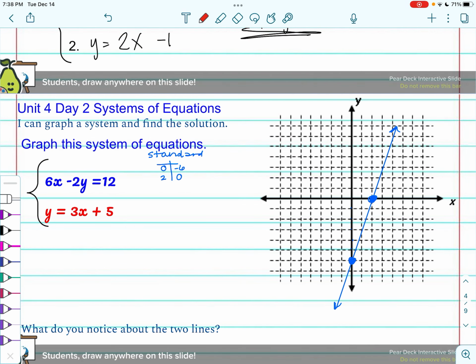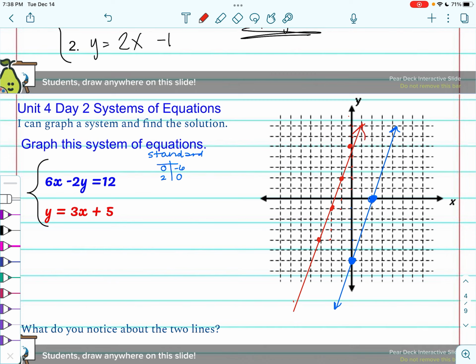For my red line, I'm going to start at 5. 1, 2, 3, 4, 5. And I'm going to go up 3. Oops, that happened again, right? I'm missing a line, so I'm going to work backwards. Down 3, over 1. Down 3, over 1. Down 3, over 1. And if you did a good job, let's hope I did.